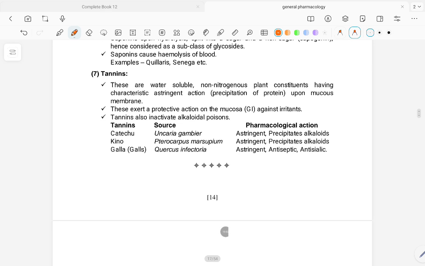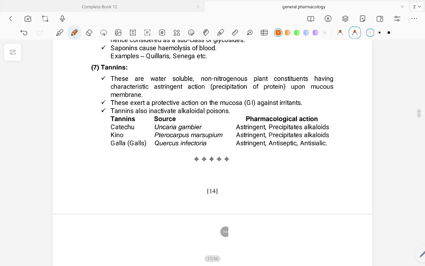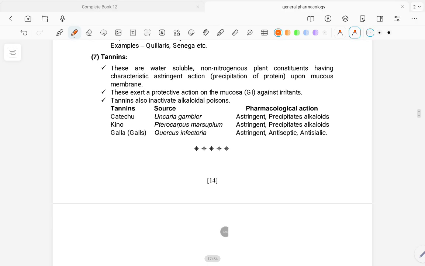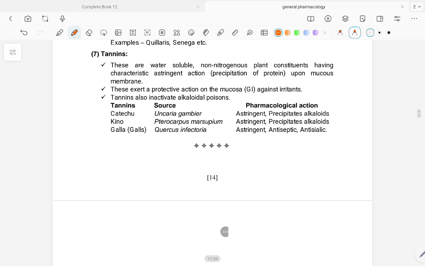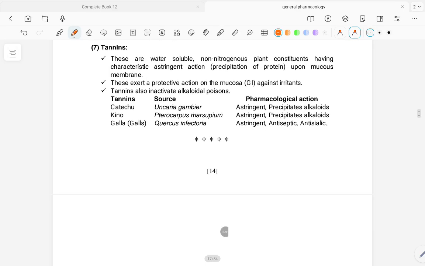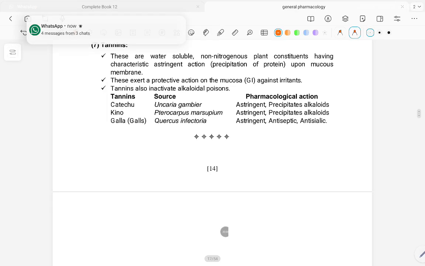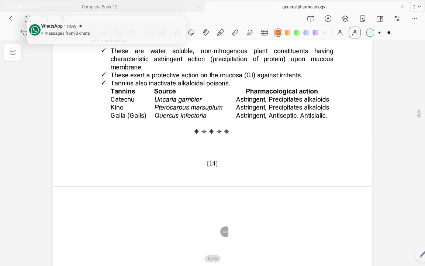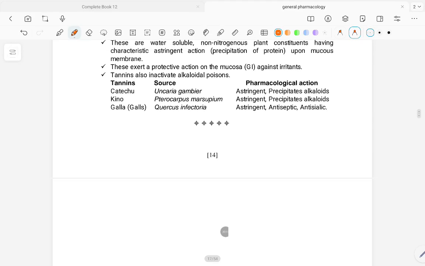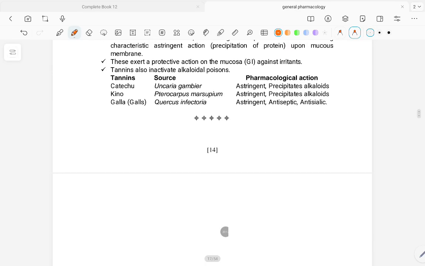Tannins. These are water-soluble non-nitrogenous plant constituents having a characteristic astringent action by precipitation of protein upon mucous membrane. These exert a protective action on the GI mucosa against irritants. Tannins also inactivate alkaloidal poisons.